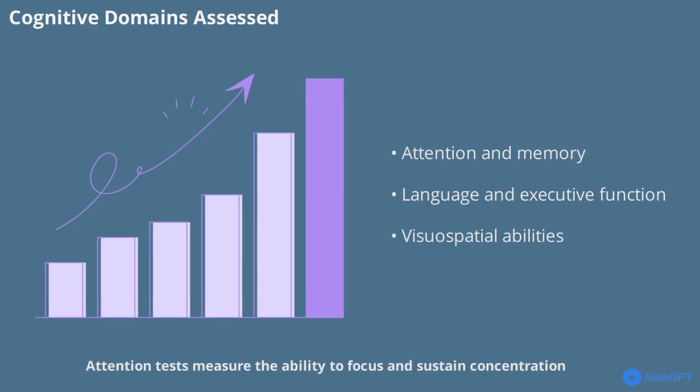Attention tests measure the ability to focus and sustain concentration. Memory assessments evaluate both short-term and long-term recall. Language tests look at comprehension and expression, while executive function tasks assess planning, flexibility, and problem-solving. Visuospatial abilities are also tested to gauge how well a person can perceive and manipulate visual information. This comprehensive approach ensures a thorough understanding of the patient's cognitive profile.